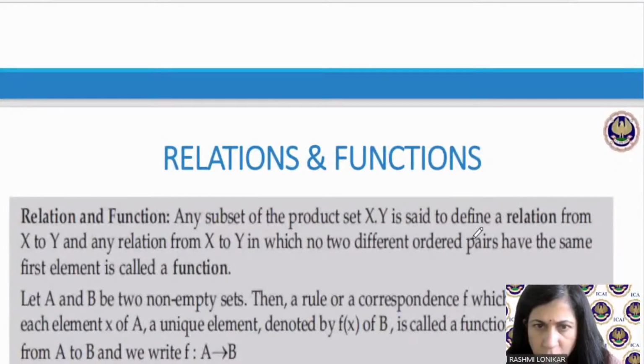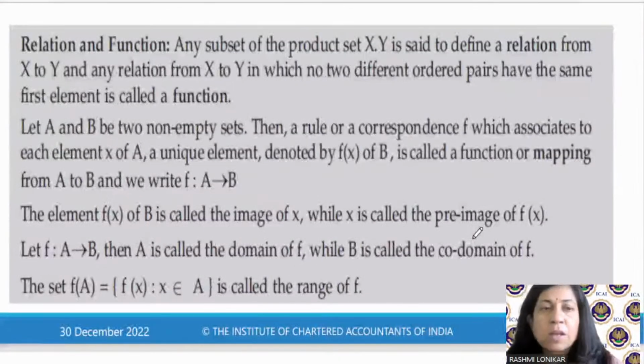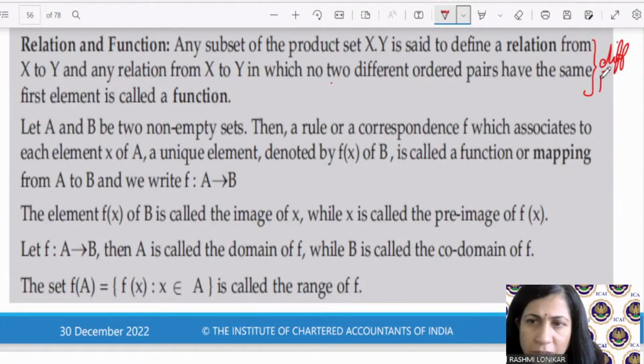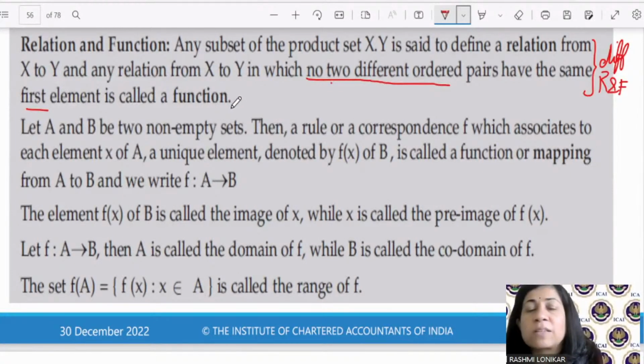Okay, let us go to the concepts of relation and function. Any subset of the product set X into Y is said to define a relation from X to Y, and any relation from X to Y in which no two different ordered pairs have the same first element is called a function. In this sentence you will know the difference between relation and function.